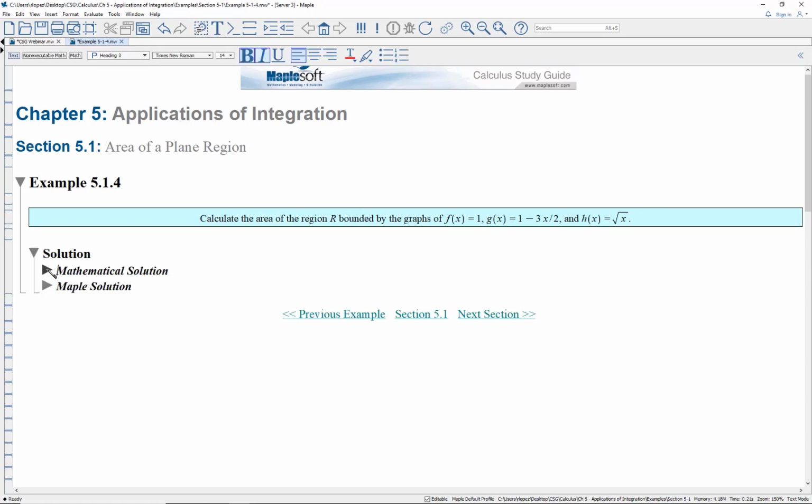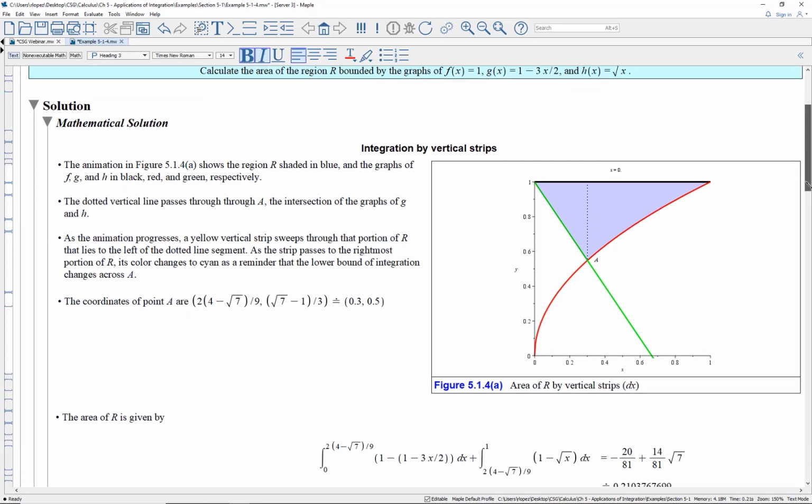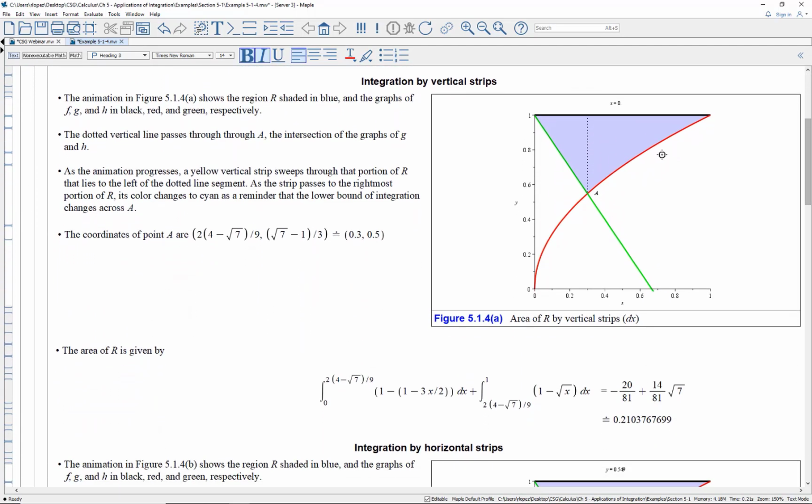So a mathematical solution would begin with a picture. So here is a picture. There's your 1, there's the slanty line, and there's the square root. We want the area. We want to integrate over this region with just calculating area. You're going to need to know this point, because in this first integration we're going to do with vertical strips, we're going to integrate dx.